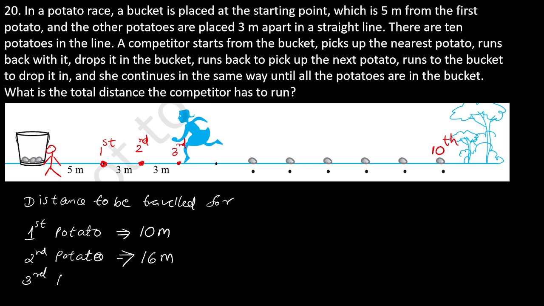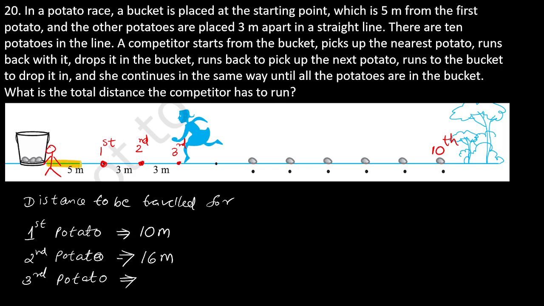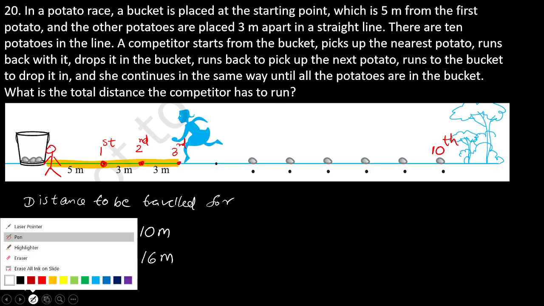Definitely you will get an arithmetic progression. Let me write one more term, for taking the third potato. The third potato is here. For selecting the third potato, how much distance does he have to travel? This much distance he has to travel for selecting the third potato from the bucket. 5 plus 3 plus 3 will be 11, correct? 11 meters forward, 11 meters backward, 22 meters.